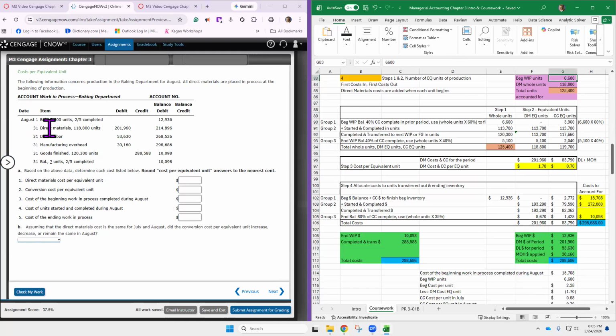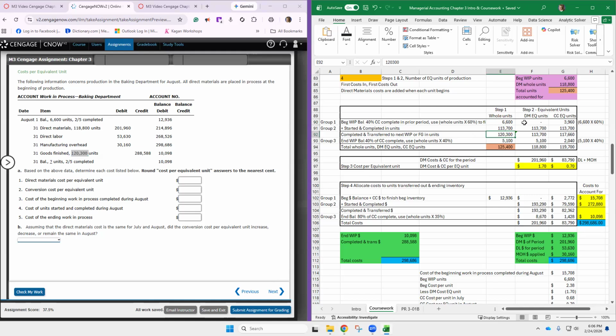Our beginning units are 6,600. So that's going to go there. We received direct materials for 118,800. So the total units we're going to account for is 125,400. 6,600 starts with beginning WIP, that we know. We transferred out 120,300, so completed and transferred out. We know the beginning inventory is part of that.